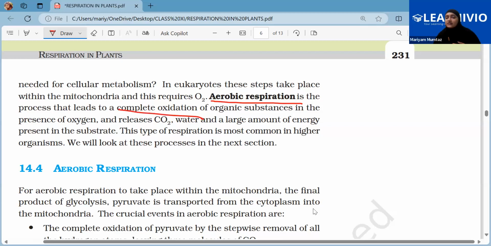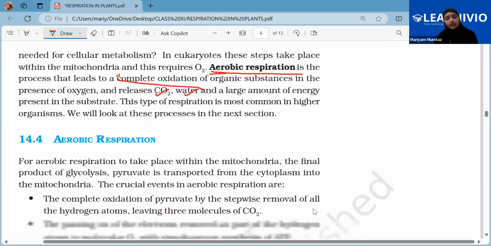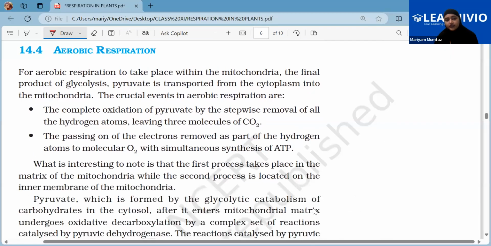Now, up until now, we have studied about partial oxidation or partial breakdown. But right now, we are talking about complete oxidation of any kind of organic substance, and that happens in the presence of oxygen, and it releases CO2, water, and a large amount of energy present in the substrate. So aerobic respiration is the most common in multicellular eukaryotic organisms.